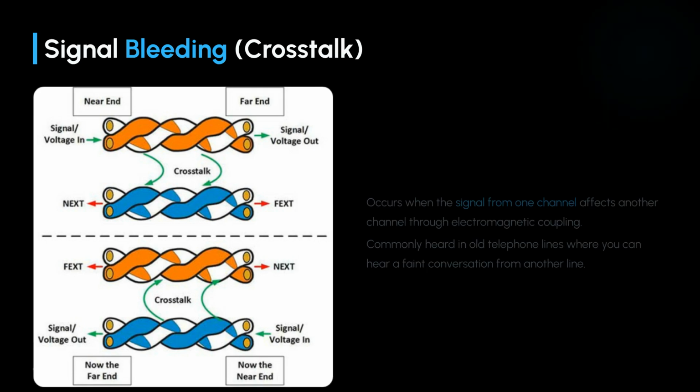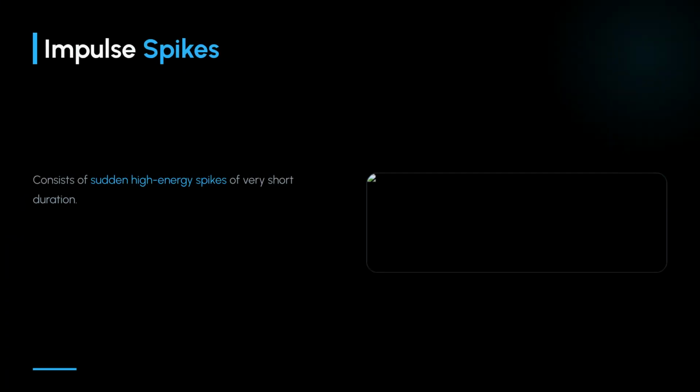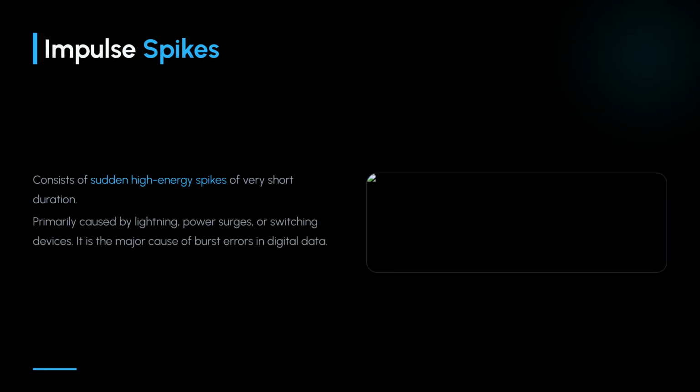Signal bleeding, or crosstalk, occurs when a signal from one channel affects an adjacent channel due to electromagnetic coupling. This is often noticed as hearing faint conversations from other lines in old telephone systems. Impulse spikes are sudden, high-energy spikes of very short duration. They are mainly caused by lightning, power surges, or switching devices, and are a major cause of burst errors in digital data transmission.